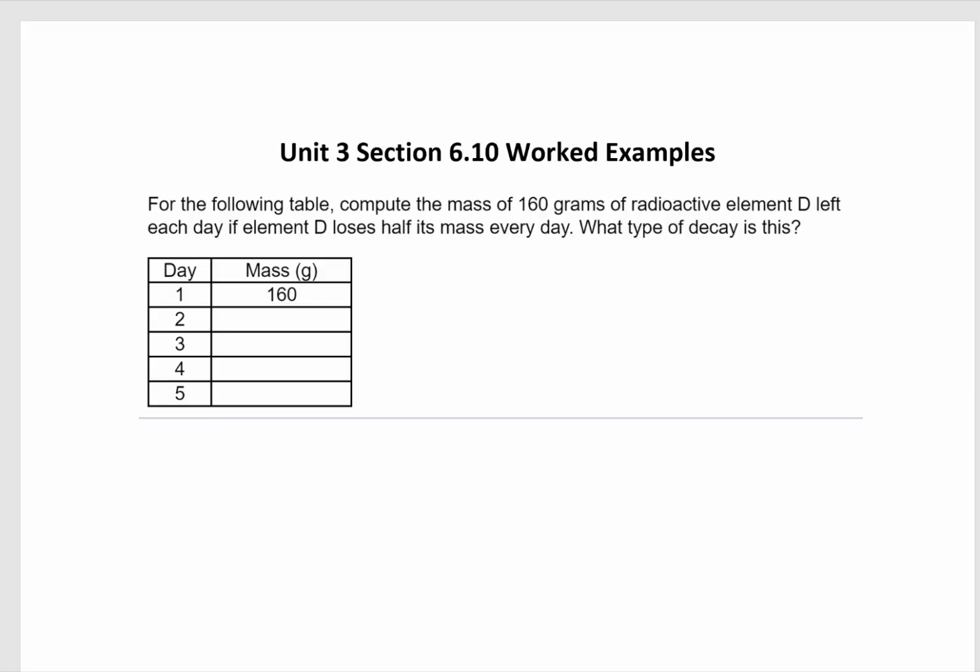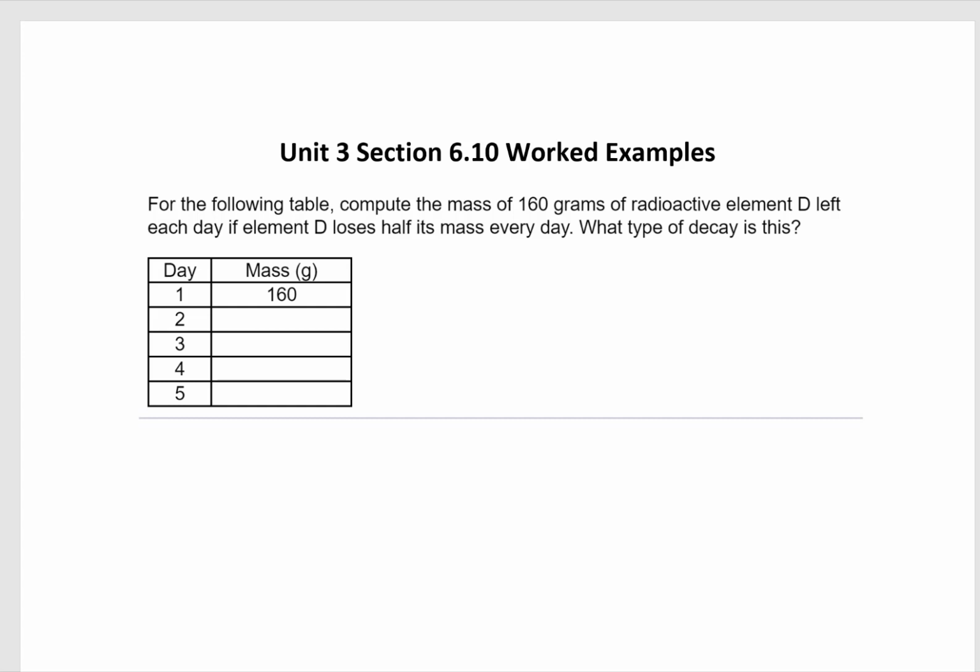Unit 3, Section 6.10, Worked Examples. For the following table, compute the mass of 160 grams of radioelement D left each day if the element loses half its mass each day. What type of decay is this?